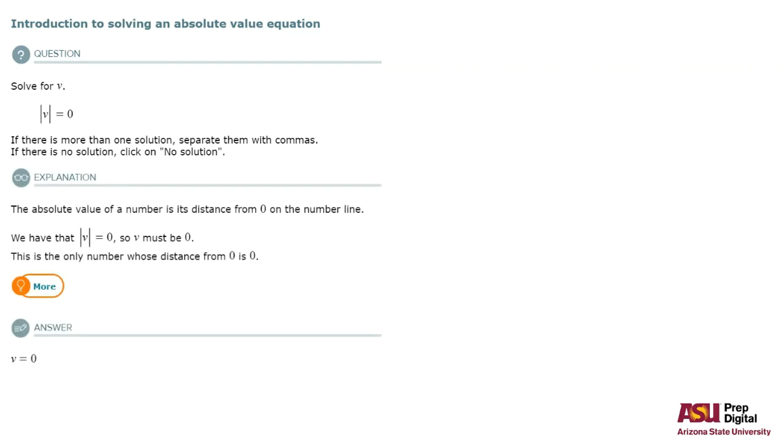So the only option for this particular equation is 0. The absolute value of a number is its distance from 0. So since the absolute value of v is 0, then the only option here would be that v is equal to 0.